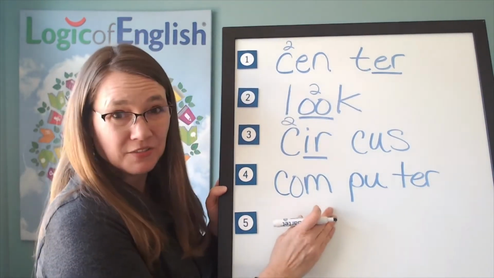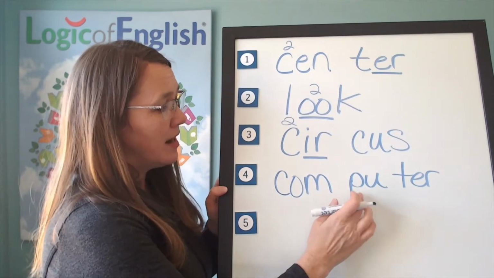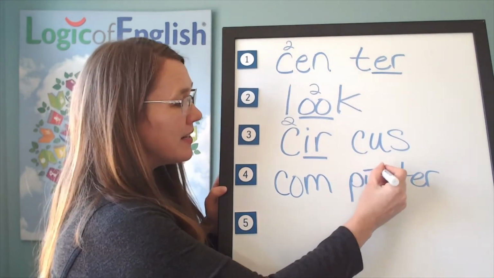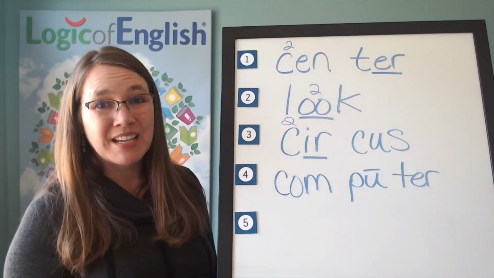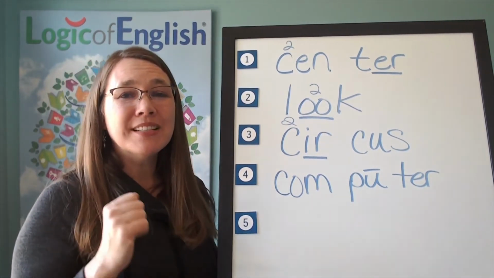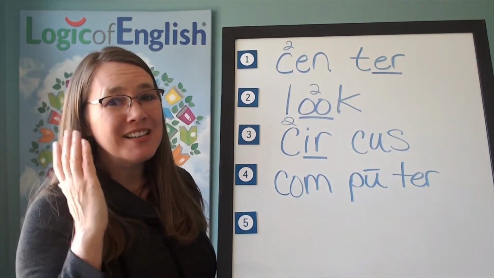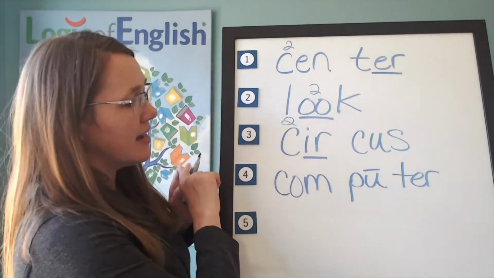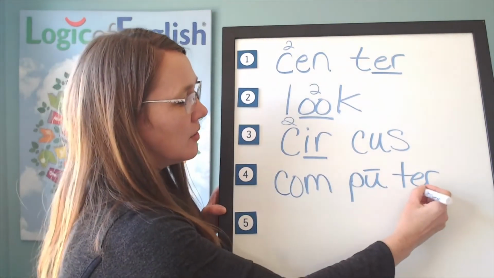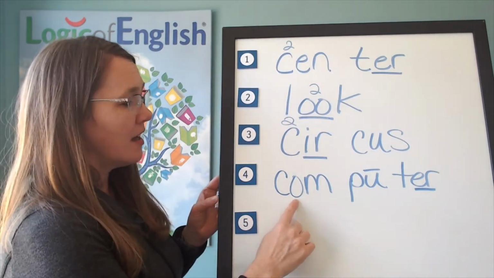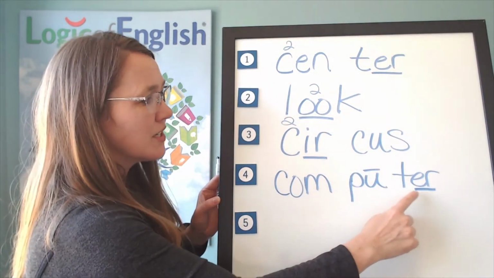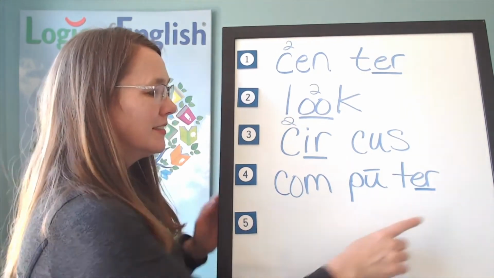Is there anything in the first syllable, com? Nope. How about pew? You're right, we need a line over the U. Why did the U say its long sound? A, E, O, U usually say their long sounds at the end of the syllable. And then, how will we mark ter? We'll underline the Let's read it together. K, p, U, t, Computer.